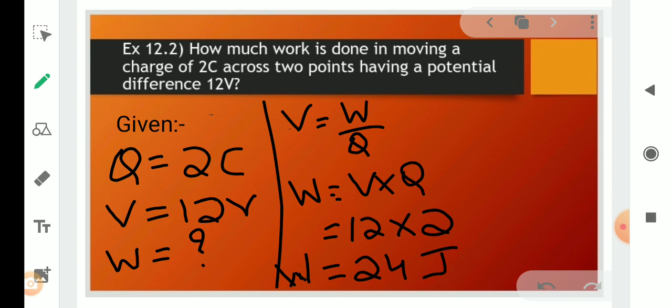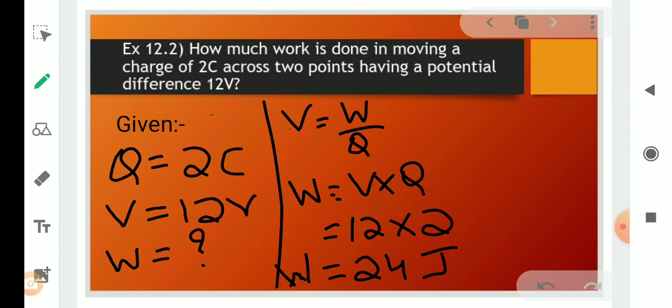Next, the definition of 1 volt, which is also important. How do we define 1 volt? If 1 joule of work is done in bringing 1 coulomb of charge from one point to another point, then we can say that it has 1 volt potential difference. That is the definition.